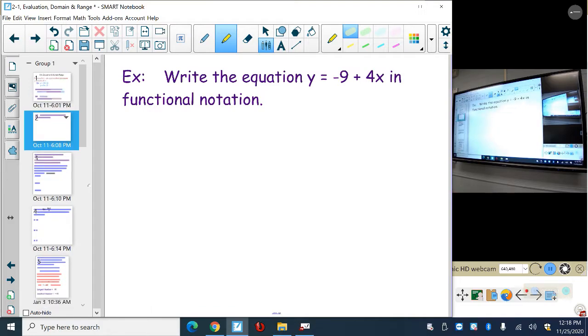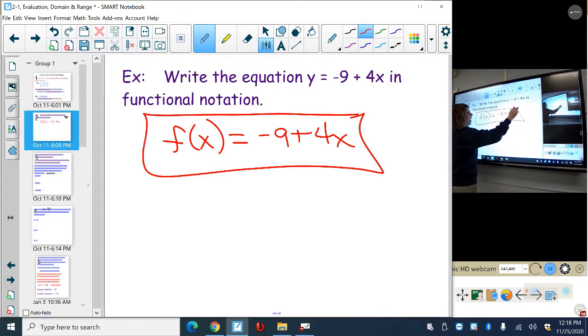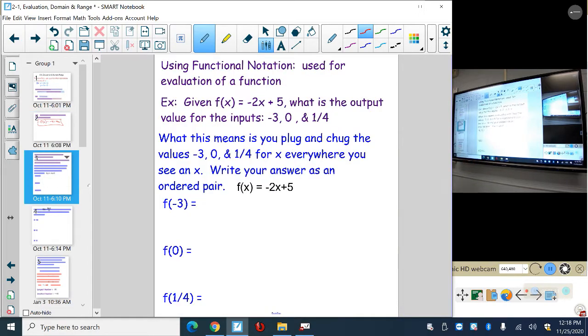So it says write the equation y equals negative 9 plus 4x in function notation. Get rid of y, and in place of it put f of x, and then you just simply put negative 9 plus 4x. That is function notation. Replace y with f of x. Okay? Now, function notation is used for the evaluation of a function. We always use function notation whenever we're evaluating functions. That is pretty much all it is used for.